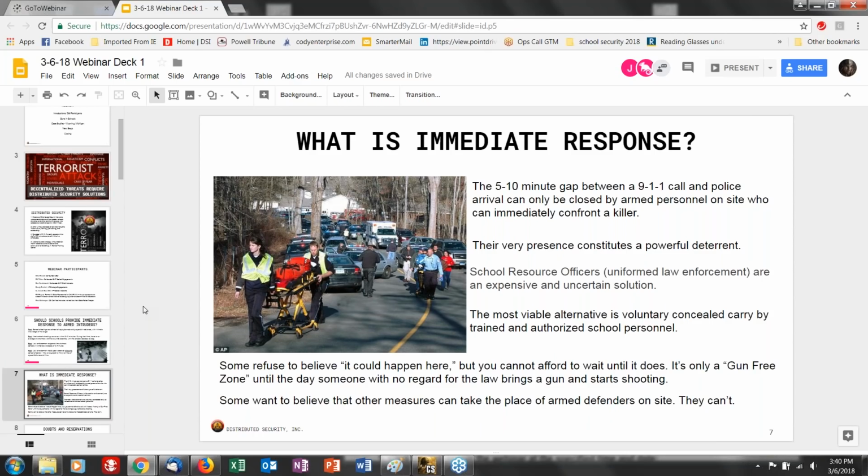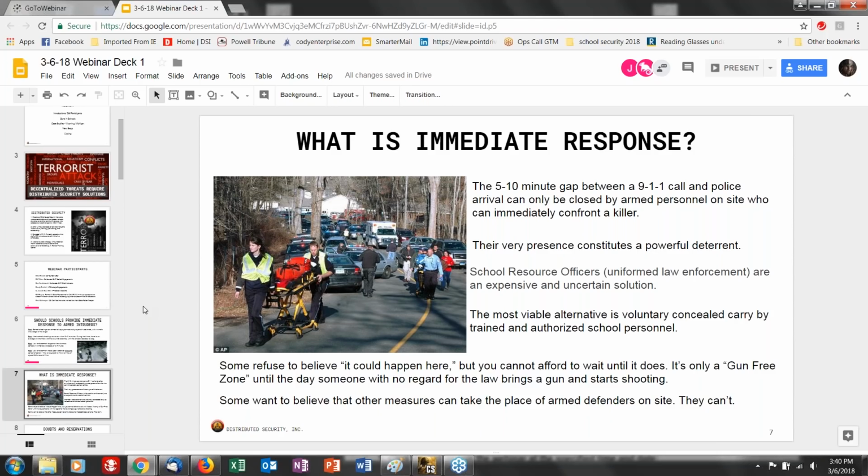School resource officers, the most common title for uniformed law enforcement in the schools, are both expensive and an uncertain solution, as we saw, unfortunately, down in Parkland, Florida recently, and even as long ago as Columbine in 1999. The most viable alternative that we have is voluntary concealed carry by trained and authorized school personnel, and that's what we're going to be focused on most of the day.